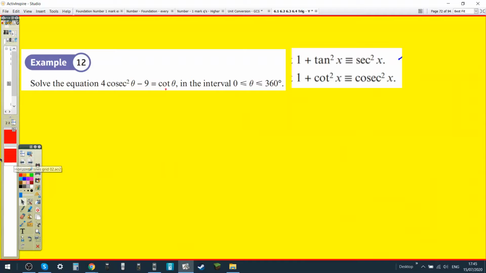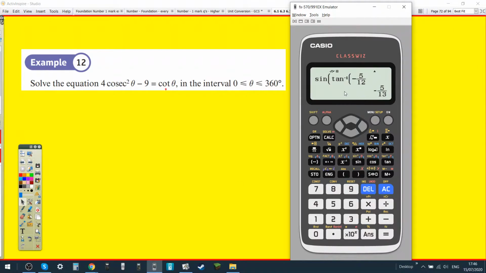You asked a great question. Can I just put it in my calculator? So put it in your graphical calculator. I'm going to have to put this in as 4 over sine x squared or something, minus 9 alpha equals 1 over tan x, because I don't have cot. 1 over tan x, close that bracket, shift solve. Oops, something went wrong. I forgot to close the sine bracket.